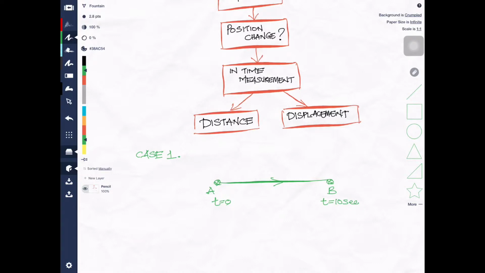In case 1, we have two different positions A and B, which are 15 meters away from each other, and we will consider a particular object which moves from A to B in 10 seconds. So when we use a stopwatch, it will show 0 seconds at point A, and at point B it will show a time of 10 seconds.